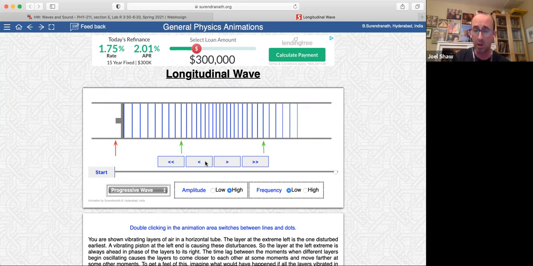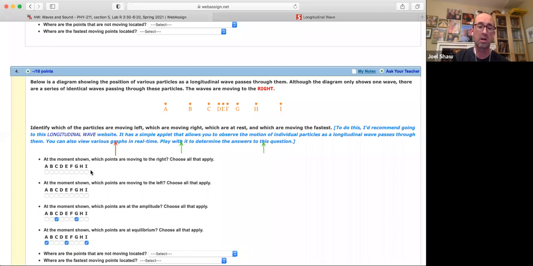Takes a little practice, but it helps to identify, hey, equilibrium on the piston, so you can see what's happening at the equilibrium position, and then to find the points that are the amplitude, the points that aren't moving, and just move kind of frame by frame to see what's happening, so you can come back here and identify the correct answers for your particular diagram. All right, that's all I have to say about that.